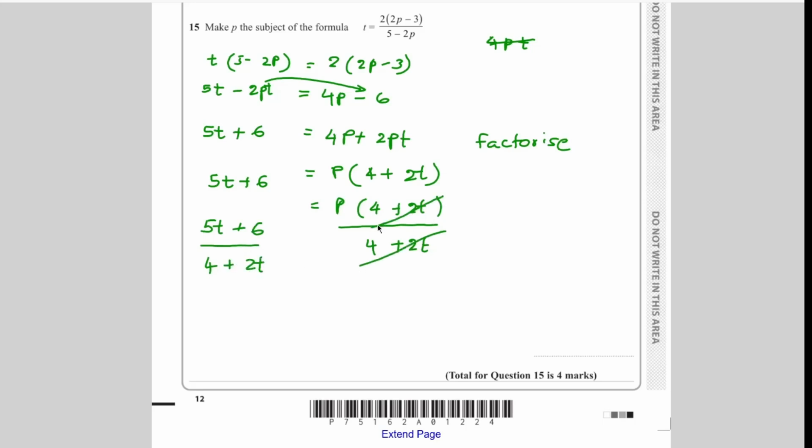Then let's get cancelled out. So you can finalize your answer with this one. This is totally fine. So 5p equals 5t plus 6, 4 plus 2t.